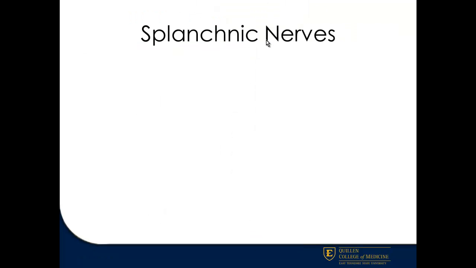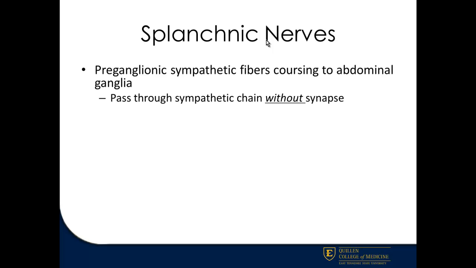Finally, we're going to look at the splanchnic nerves. Splanchnic nerves are preganglionic sympathetic fibers that are going to eventually continue to course into abdominal ganglia where they're going to synapse. That's because they pass through the sympathetic chain without synapsing. And unlike most sympathetic nerves, have very long preganglionic fibers. They synapse on different ganglia located within the abdomen, very close to the aorta actually.